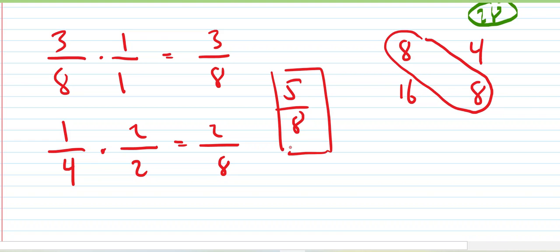All right, that is a very, very brief lesson on how you add fractions.